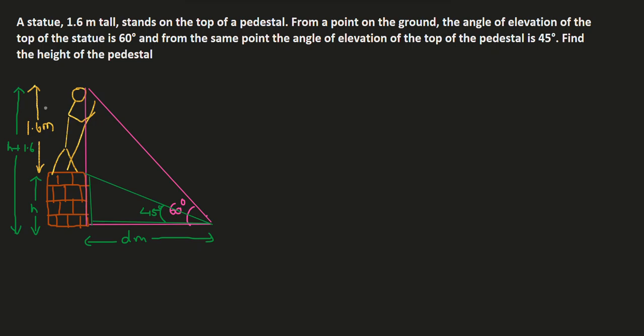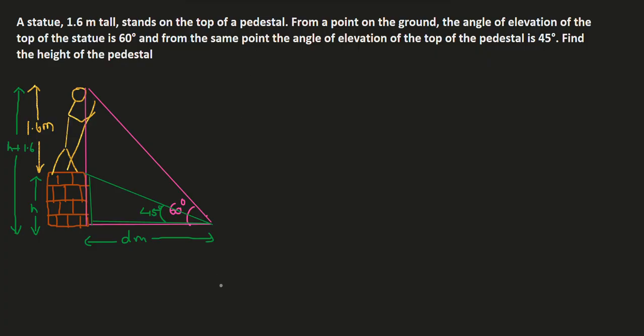A statue, this is the statue, 1.6 meters tall, stands on a pedestal. This is called the pedestal. From a point on the ground, this is the point on the ground, the angle of elevation of the top of the statue, when observed from here, is 60 degrees.